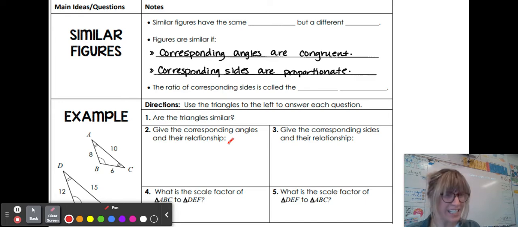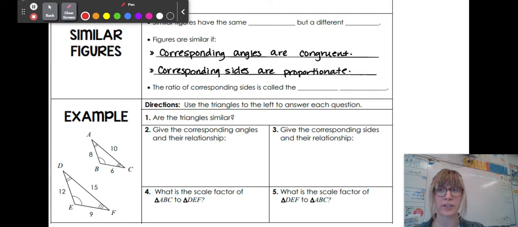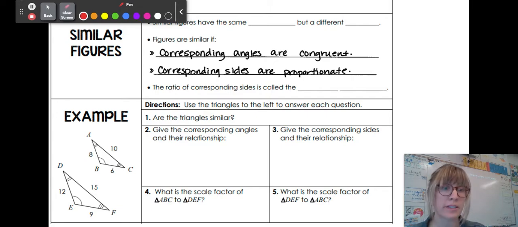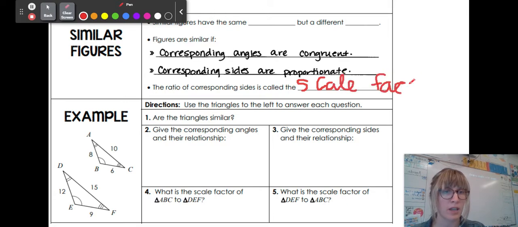So let's continue, and dig in a little bit to when we're thinking about this triangle in these figures that we know are similar. It says, what is the scale factor? Well, we know that the ratio of corresponding sides is called the scale factor. Okay, it's called the scale factor.